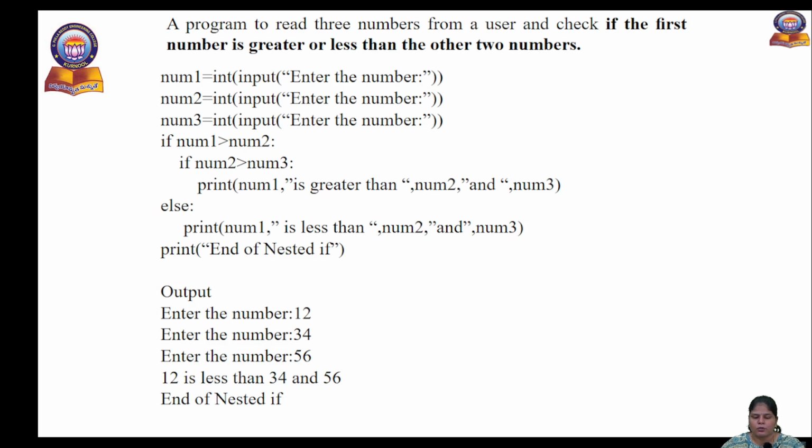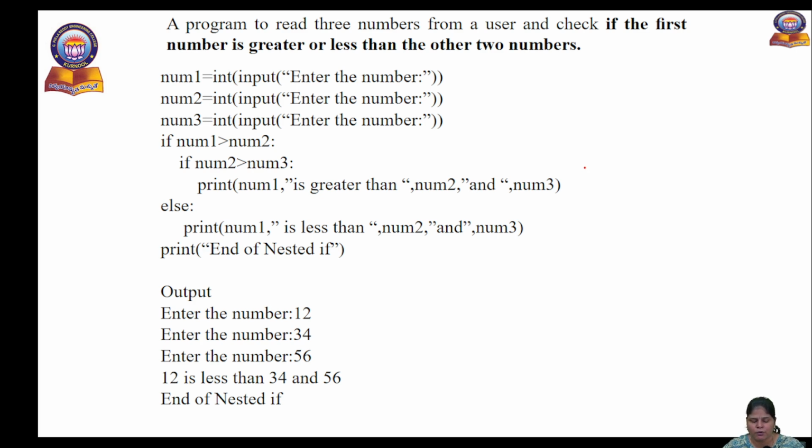So, program to read three numbers from the user to check if the first number is greater than or equal to the other two numbers. So we are reading three numbers and we are checking whether the first number is greater than or equal to the other two numbers. Num1, num2, num3. After reading three numbers, I am checking whether the first number is greater than or less than the other two numbers.